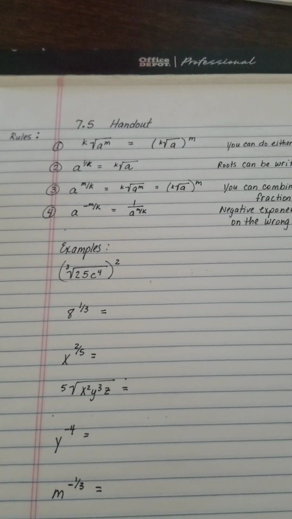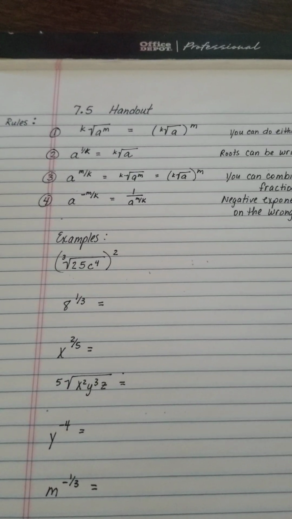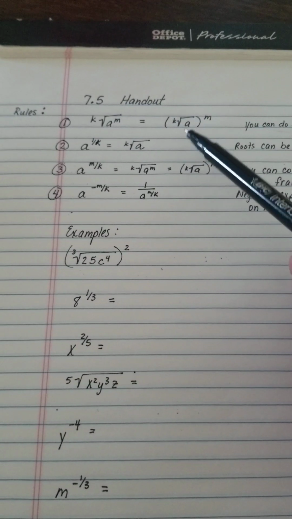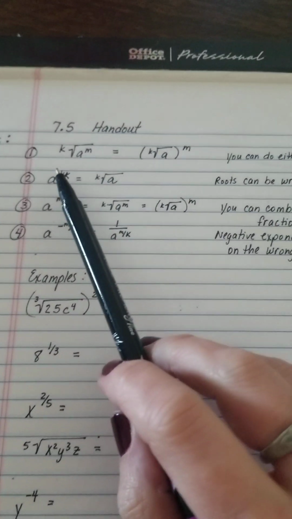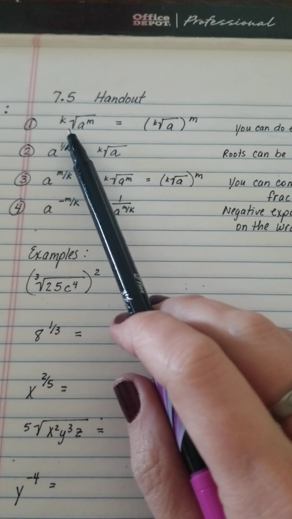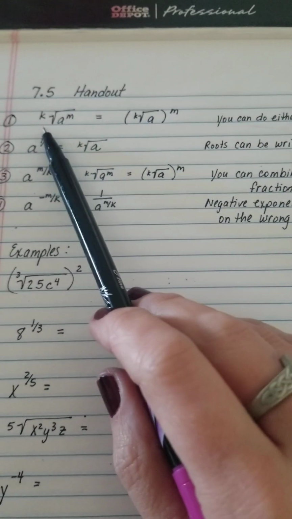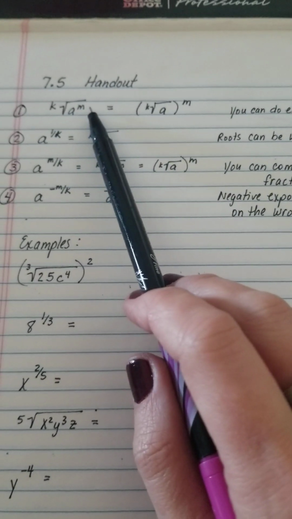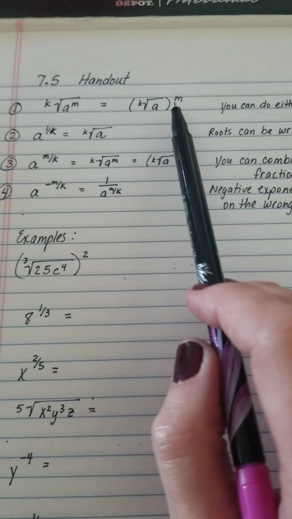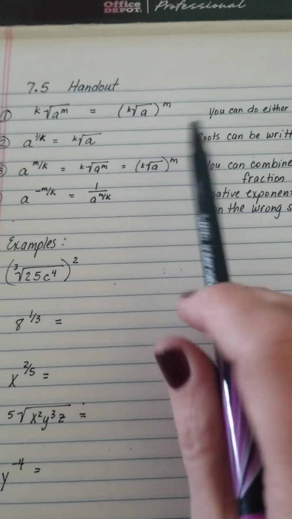Okay, here's a video explanation of the handout that I left just in case you need it. So we have 4 rules in this section. The first one says that you can do these kinds of problems that have both a root and a power in either order that you want to. Well, what does that mean?